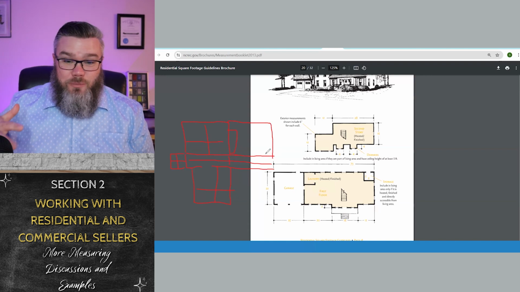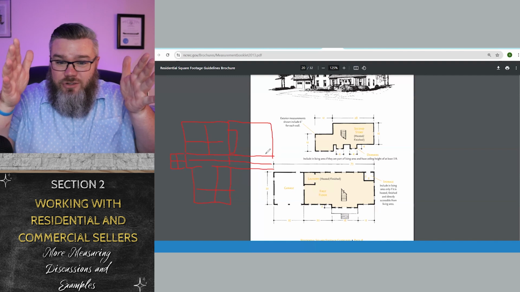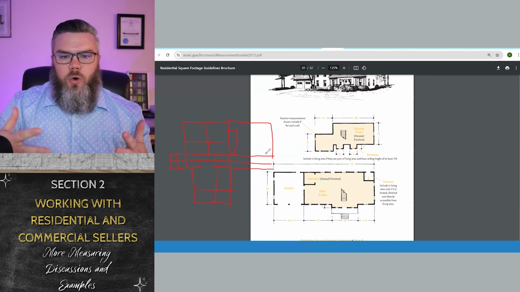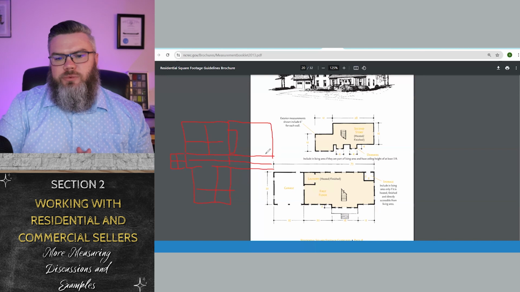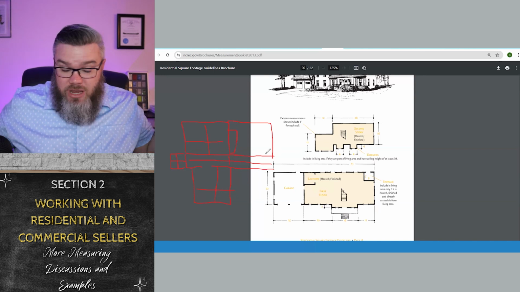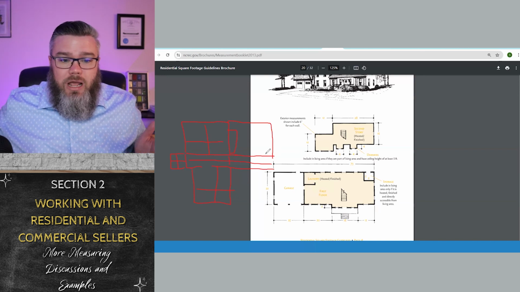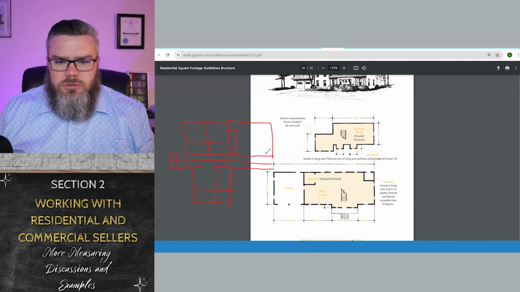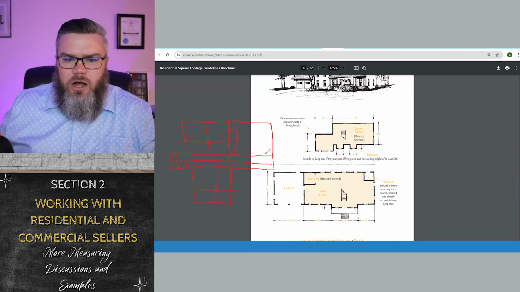Do you see how much of a pain in the butt this can be? Because you're literally having to do measurement after measurement, and you have to draw these things because people have a tendency to forget their hallways. They have a tendency to forget their bathrooms. They have a tendency to forget their pantries. Folks, it's got floor. It's living space. And so take your time.